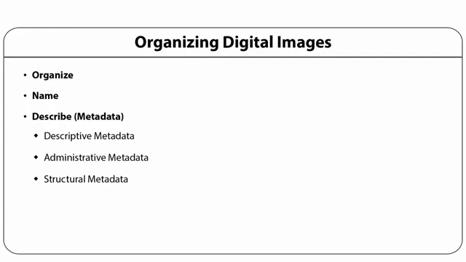So the following three types of metadata are associated with the digital objects. Metadata definition: metadata is data that describes other data.